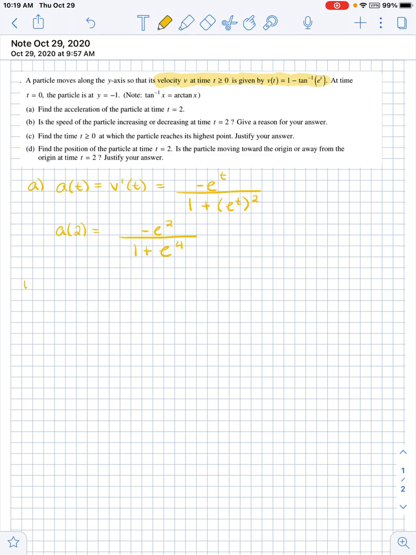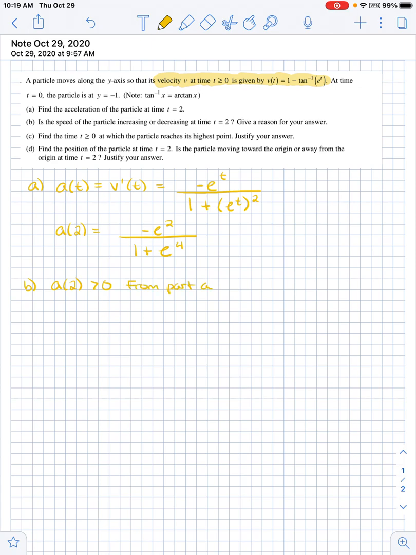Okay, for part B then. Part B said, is the speed of the particle increasing or decreasing at time t equals 2? I gave you that hint before that you need to check both the acceleration as well as the velocity, because the velocity and the acceleration need to be working in the same direction in order for this particle's speed to be increasing. We've got to be very clear about how we answer this question. So first things first, we can tell from above that the acceleration at 2 is less than 0 from part A.